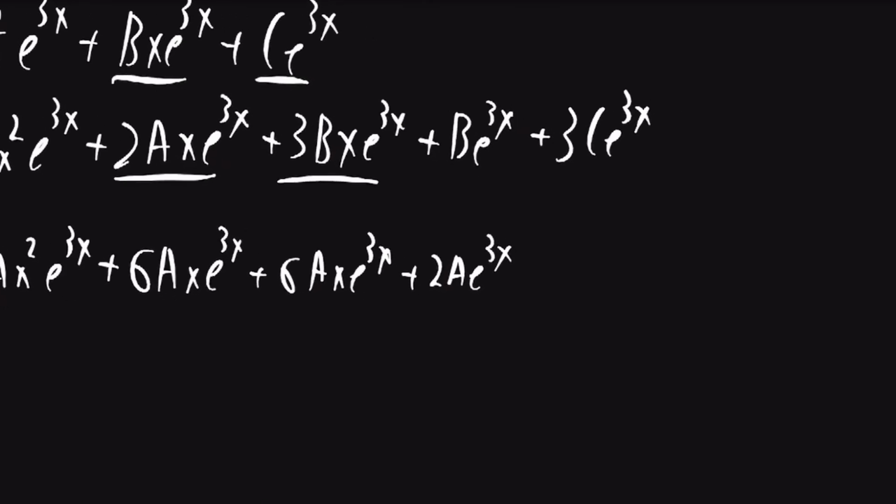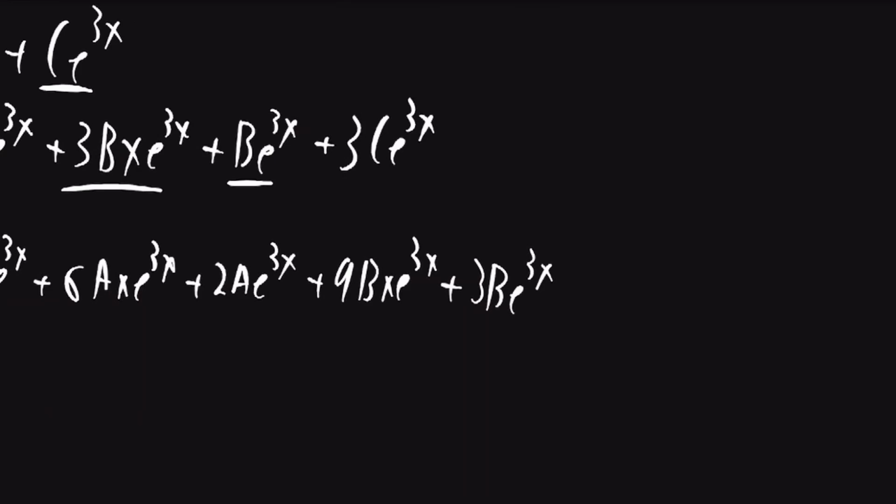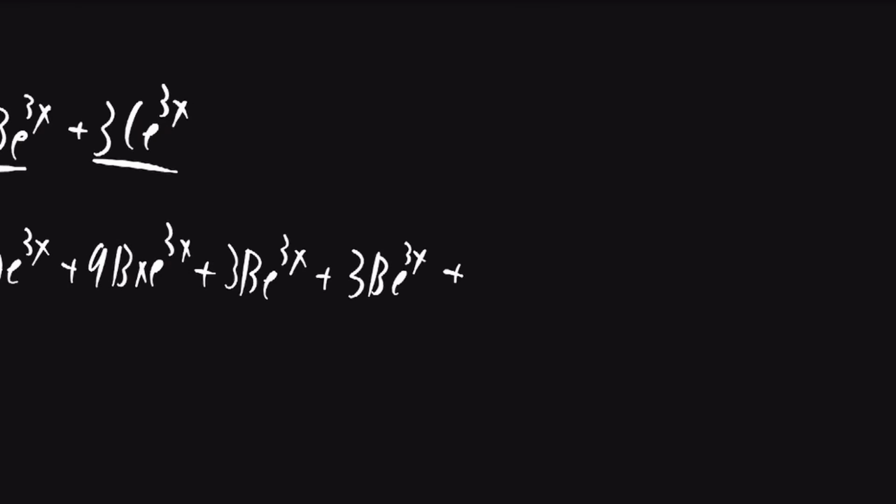For this next term, I have to use the product rule again. We'll get plus 9bx e to the 3x plus 3b e to the 3x. For this next term, we can just differentiate it directly. We'll get 3b e to the 3x. And for this last term, we can also differentiate it directly. We'll get 9c e to the 3x.